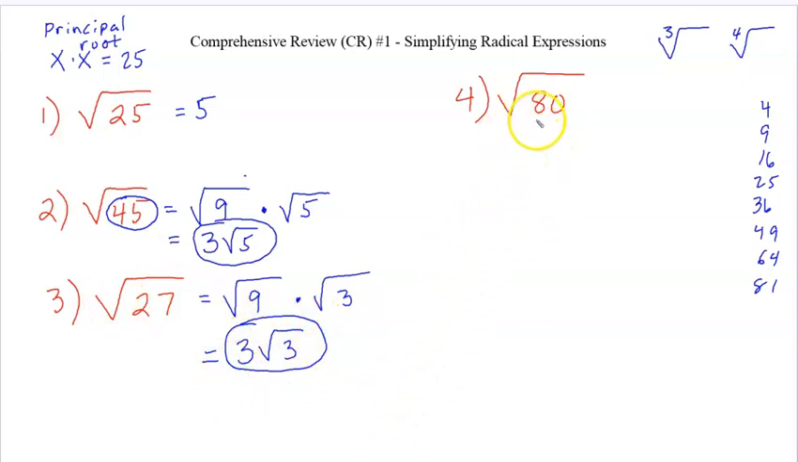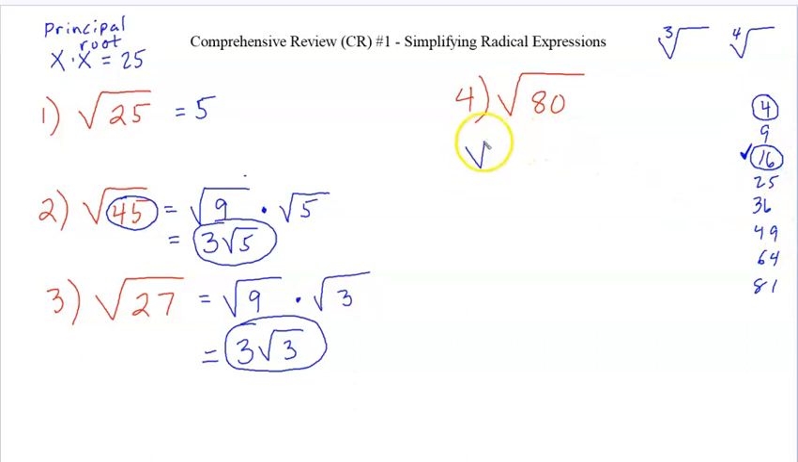Number 4, same idea. I first check to see if the number itself is in the list, and 80 doesn't have a perfect square root, of course. So now my goal is to pick the biggest number. In this case, I've got choices. 4 divides into 80, but 16 also divides into 80. So when I've got choices, I want to always go with the biggest. Otherwise, I'll have to go through this simplification process again. And let's not go through it twice when we could just go through it once.